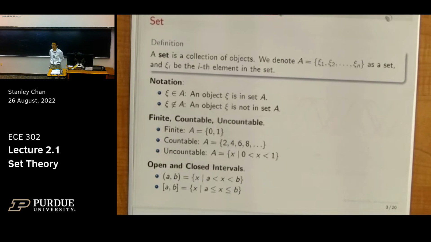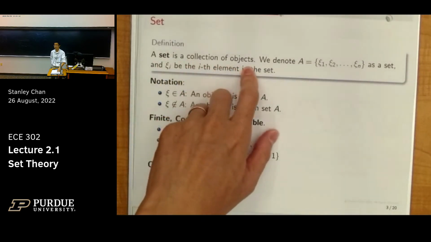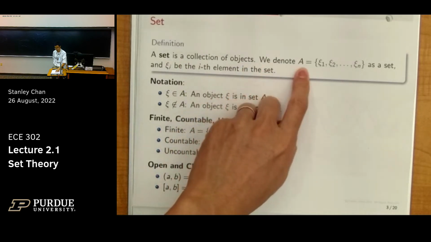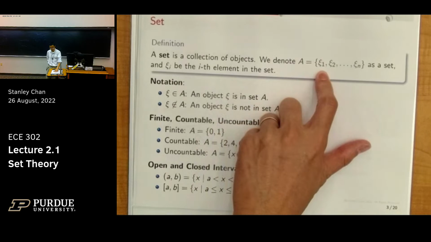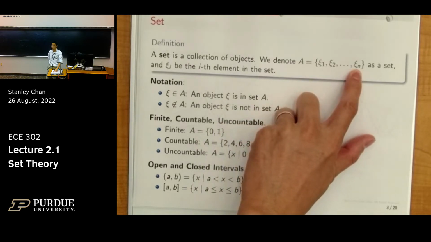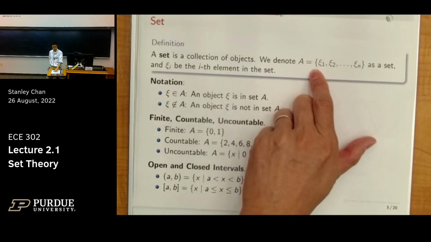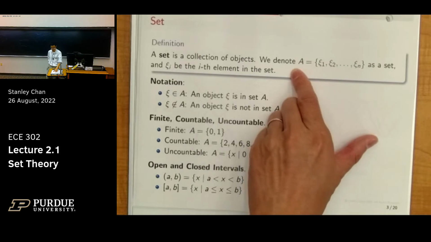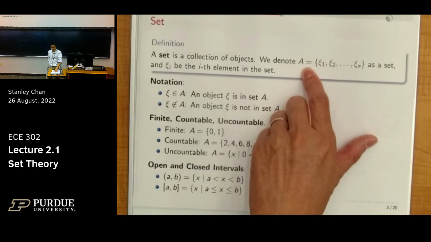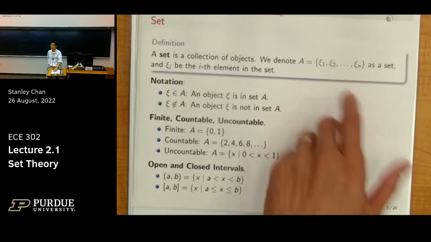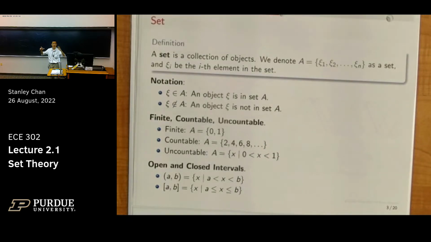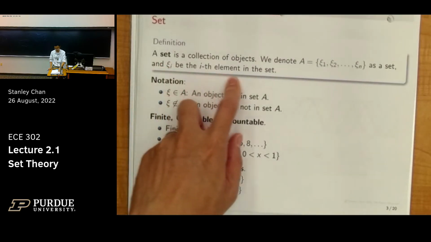What is a set? There's a formal definition. A set is just a collection of objects. We're going to use this notation called A. It's a capital letter that contains a finite set of elements. Now, of course, a set can contain an infinite number of elements. But here, I'm just saying that a finite set will contain all these numbers, psi 1 through psi n. It's just a bracket that contains n elements. I call this a set. Psi i is the ith element of the set.